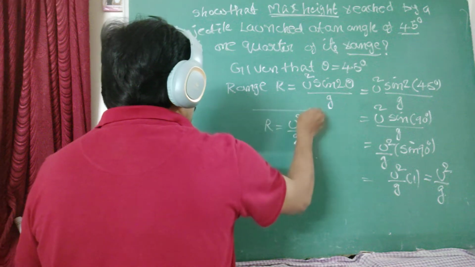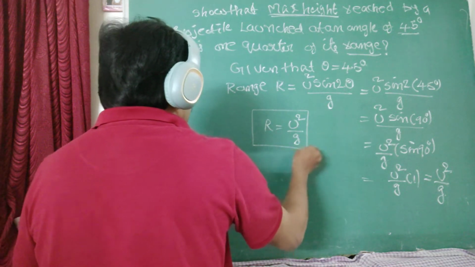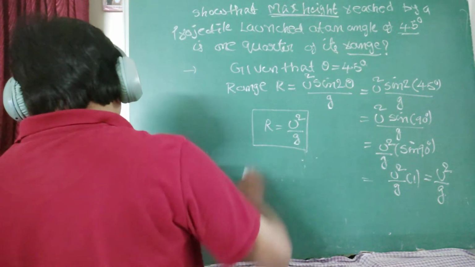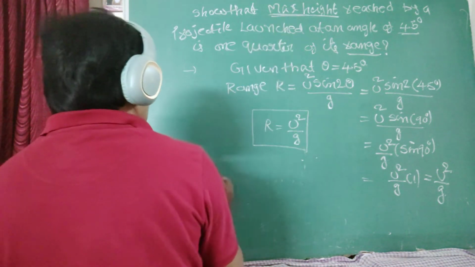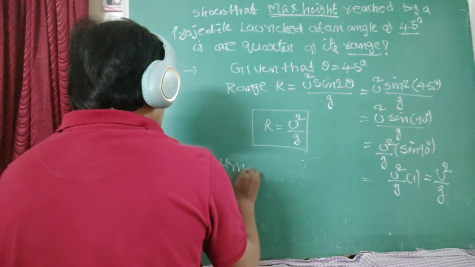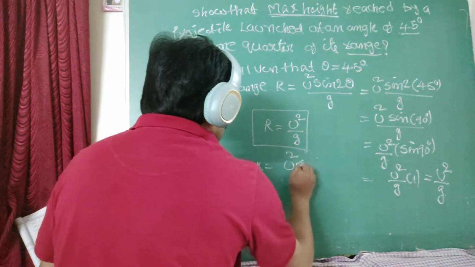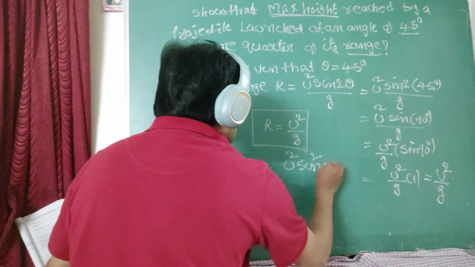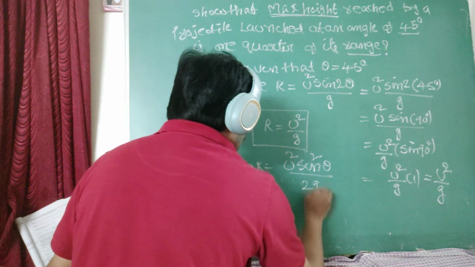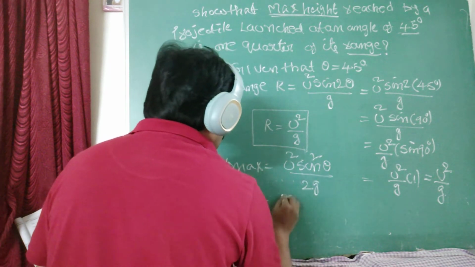The range value we obtained. But what is the question here? Maximum height. This is the value. Therefore, you want to calculate that H max equals, you know the formula also, U square sin square theta by 2G. Just substitutions only.